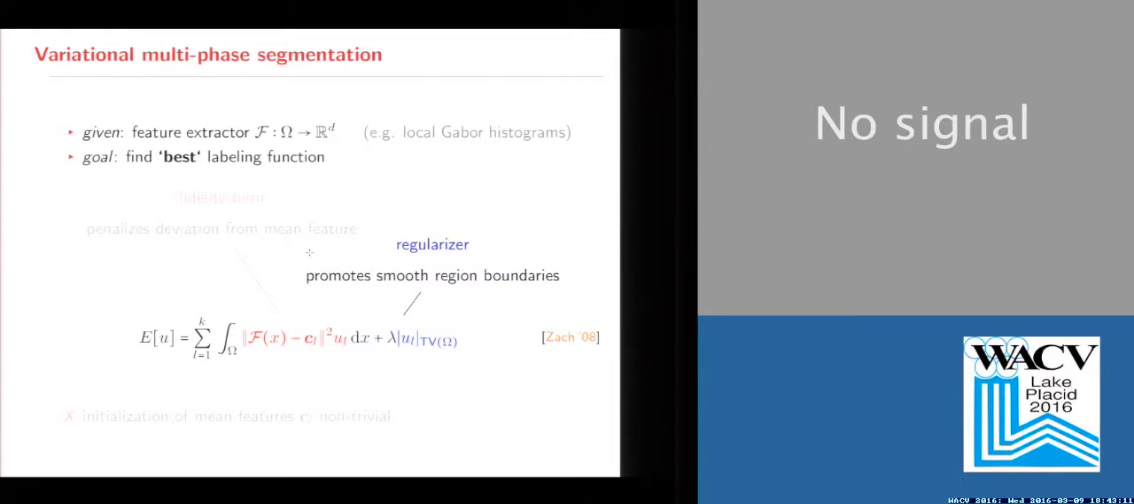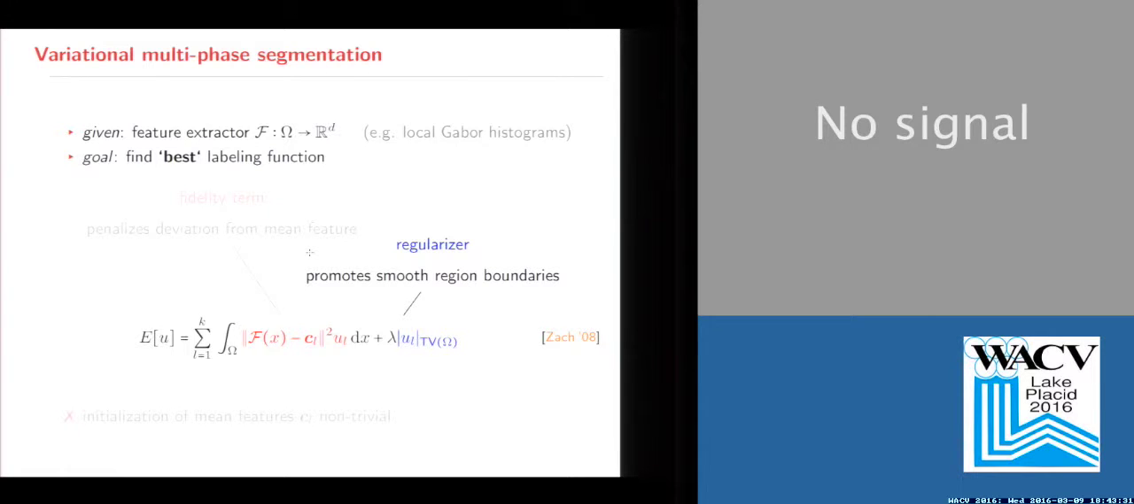But then there is also a regularizing term, and this helps us to regularize the solution. So in this case, we penalize the total variation of the segmentation, or in other words, the length of the region boundaries. And this helps to directly suppress labeling noise. So with this lambda that's in front of the total variation, which is a scalar parameter, you can directly steer the smoothness of the resulting solution.